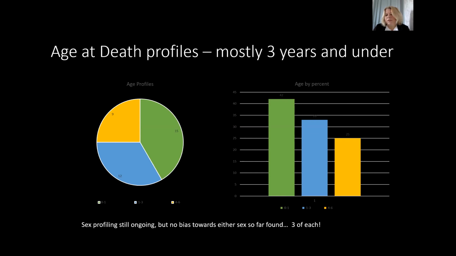So the question obviously is why were they being culled at this age? Were they likely to get too big after this? Would they be a drain on resource, or was this about management? I have tried to have a look at sex profiling, but so far we've only been able to sex 6 of the deer, and we have 3 of each, 2 of which we were able to sex due to the presence of in utero fetuses.